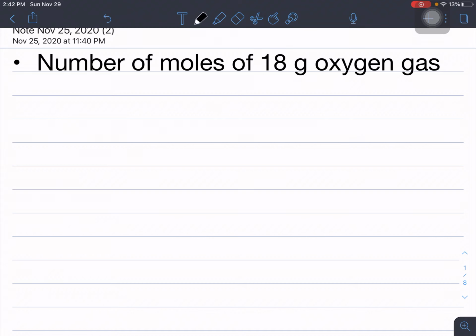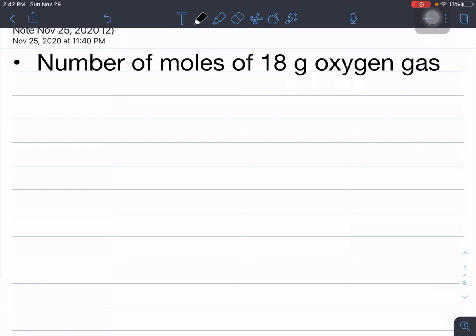So this is the continuation of the lesson on the mole concept. Today we will try to identify the mass of the substance given their number of formula units or the number of moles. Or we could do this the other way around. So let's have an example.